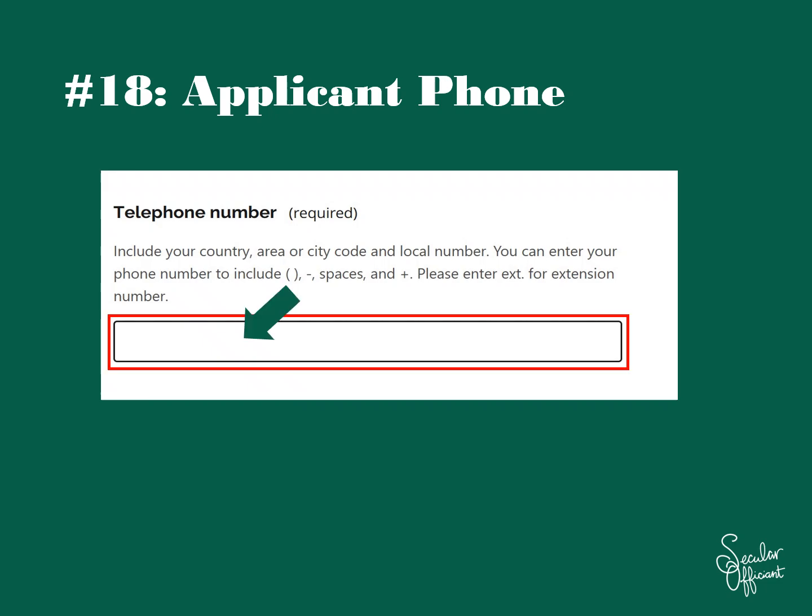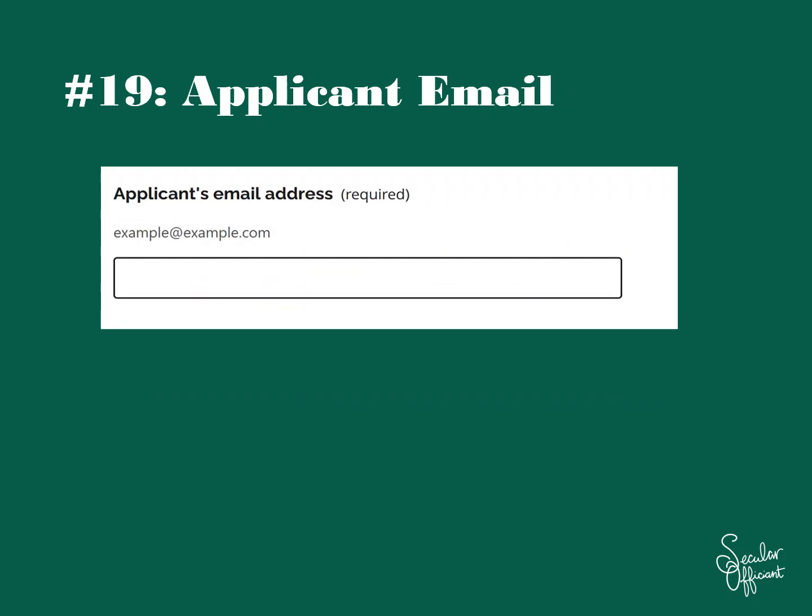Step 18 is typing in your phone number. Include your country, area, or city code, and local number. The form allows for brackets, hyphens, spaces, and plus signs. You can also include an extension by typing in EXT period. Step 19 is typing in your email address.